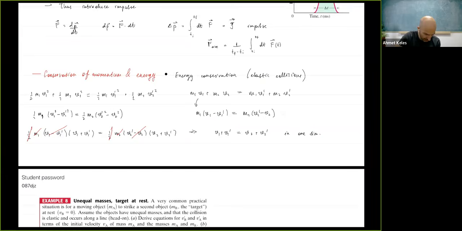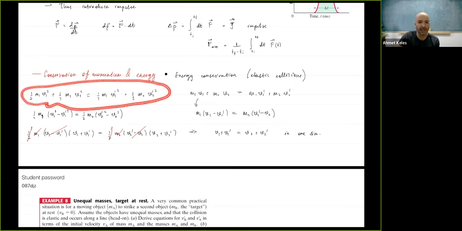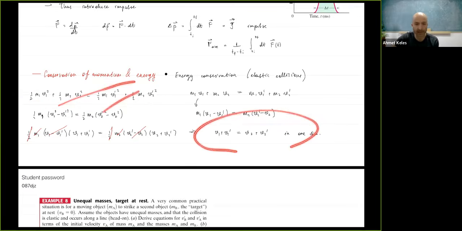So at the end, my point is I don't want to deal with this quadratic v squared. That is a little bit nasty. So I reduce it to something linear, v1 plus v1 prime, v2 plus v2 prime. Since this was general, I can forget about kinetic energy anymore. I can just write this one. And that's what I'm doing here.